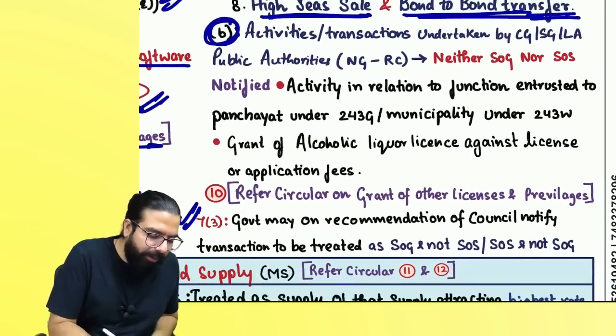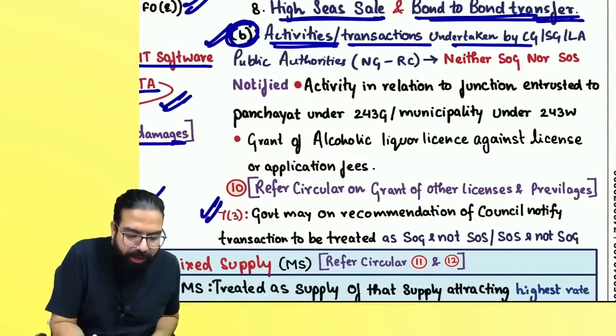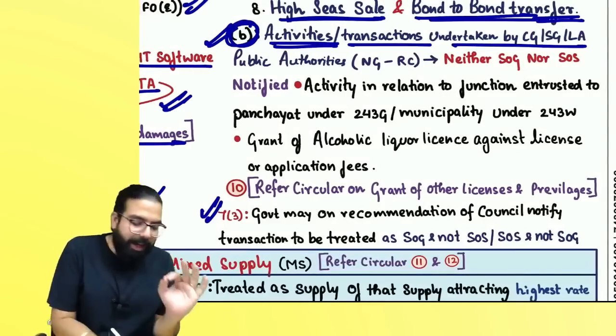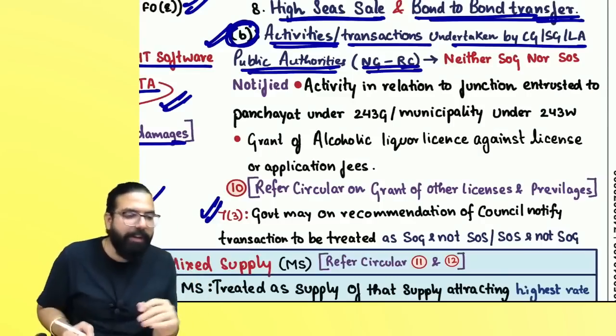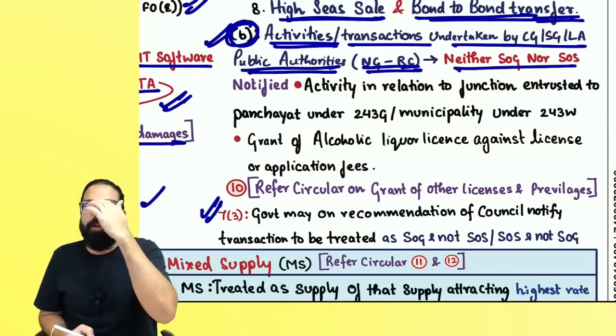Then we have section 7(2)(b), which says that activities or transactions undertaken by the central government or state government, if they are undertaking them as public authorities and that activity is notified by the government on the recommendation of the Council, then also it is neither supply of goods nor supply of service.